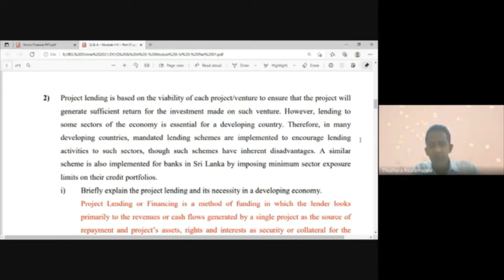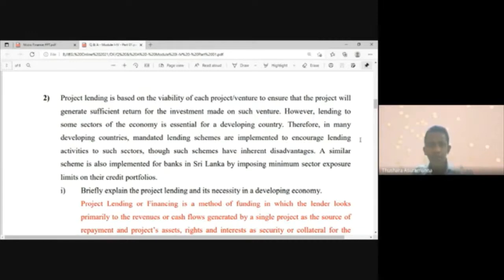However, lending to some sectors of the economy is essential for a developing country. Therefore, in many developing countries, mandated lending schemes are implemented to encourage lending activities to such sectors, though such schemes have inherent disadvantages. A similar scheme was also implemented for banks in Sri Lanka by imposing minimum sector exposure limits on their credit portfolio. So it basically sums up exactly the policy level initiatives taken by the government and what could be the approach towards the project infrastructure sector.